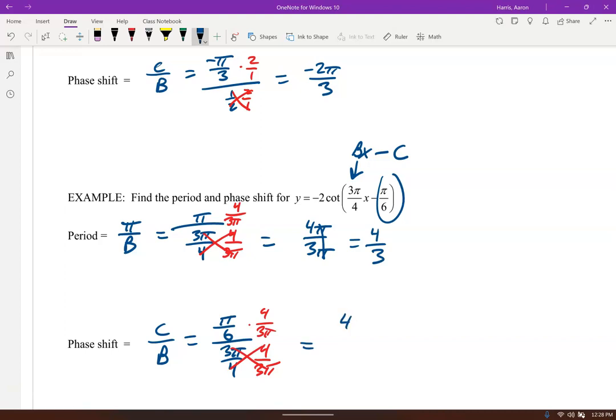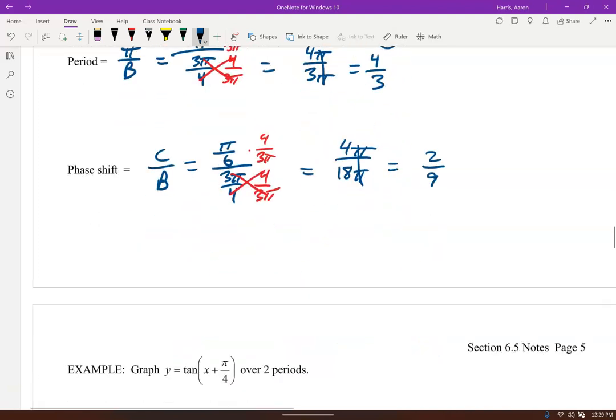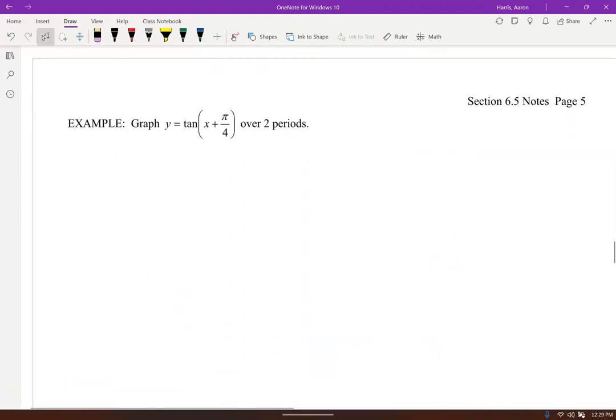And so we got 4 pi over 18 pi. Pi's cancel. So it looks like we got 2/9 as our phase shift. Okay. And that'll bring us to, let's use that. And let's go ahead and graph a tangent. So this is the tangent function, but it's shifted to the left here, x plus pi/4. So it's going to shift that to the left.